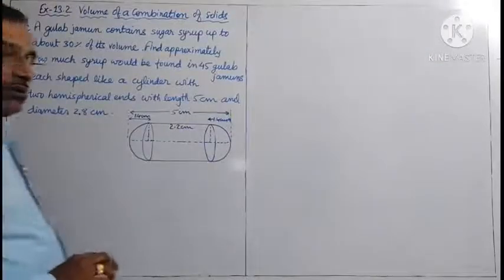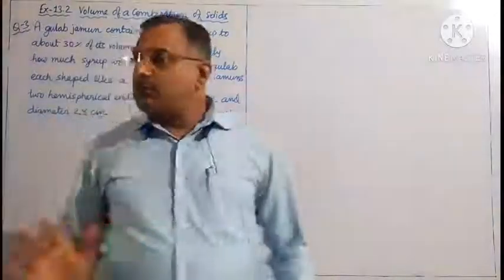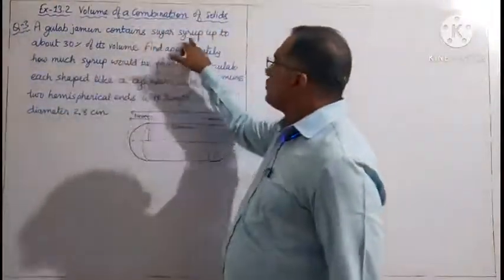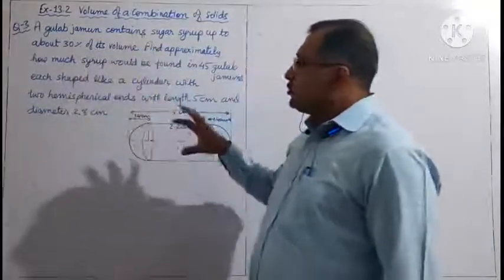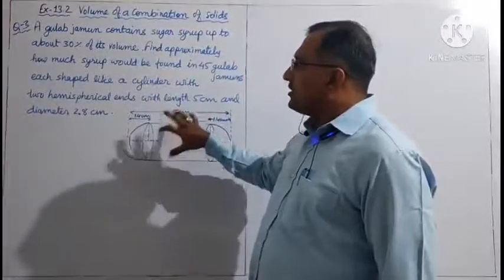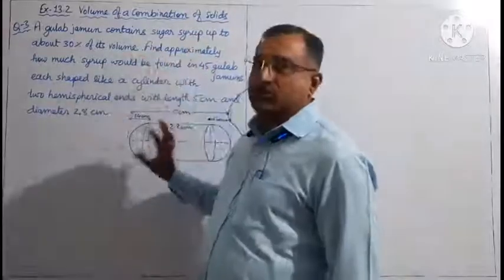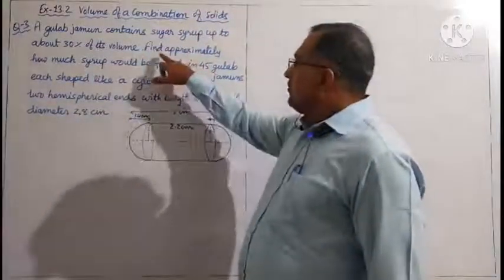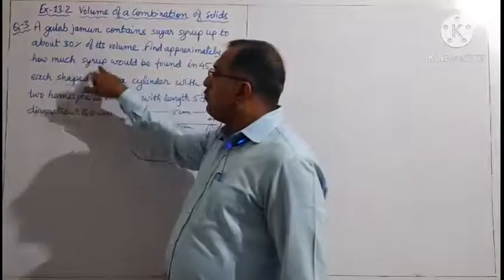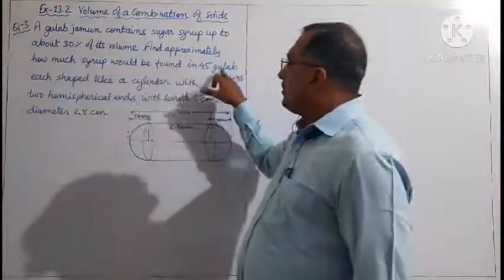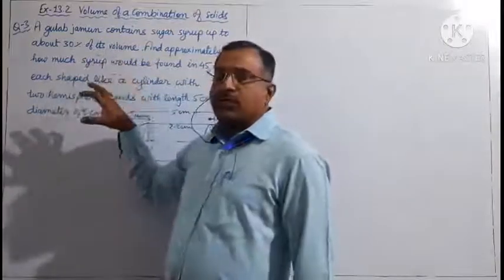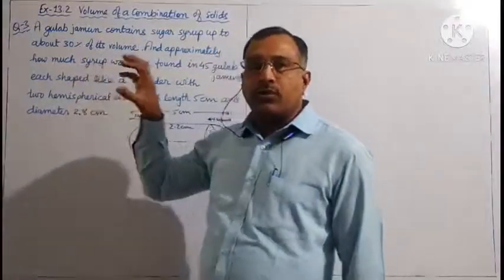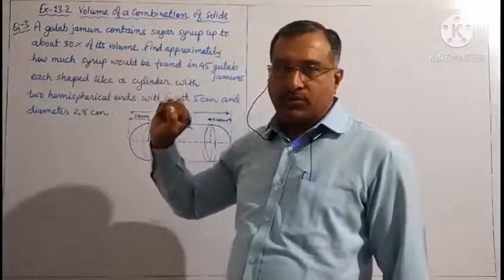In question number 3, a gulab jamun contains sugar syrup up to about 30% of its volume. So the total volume of the gulab jamun is there, and in that, 30% is sugar syrup. Find approximately how much sugar syrup would be found in 45 gulab jamuns. Total 45 gulab jamuns are there, and each gulab jamun has 30% sugar syrup.